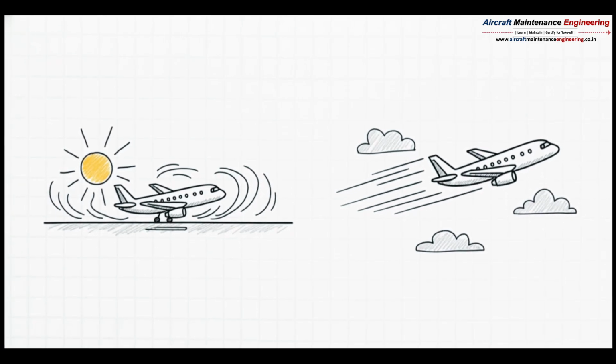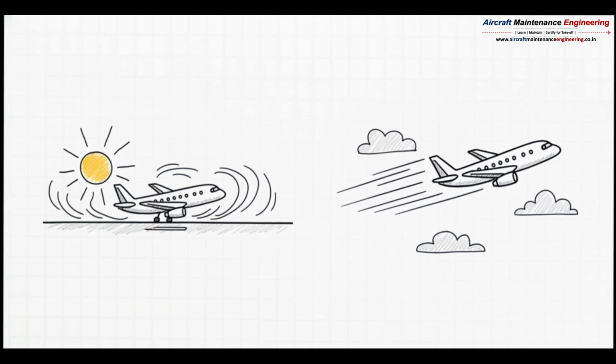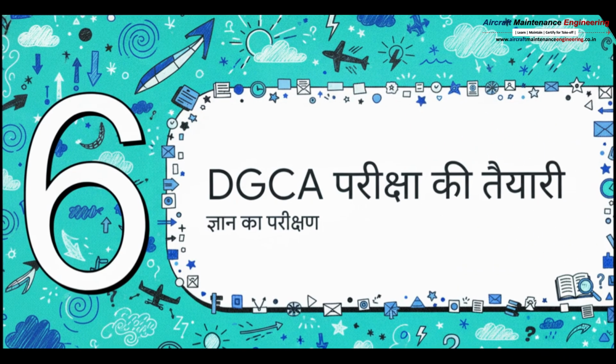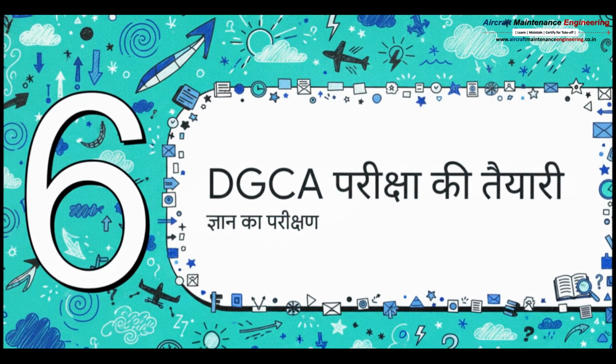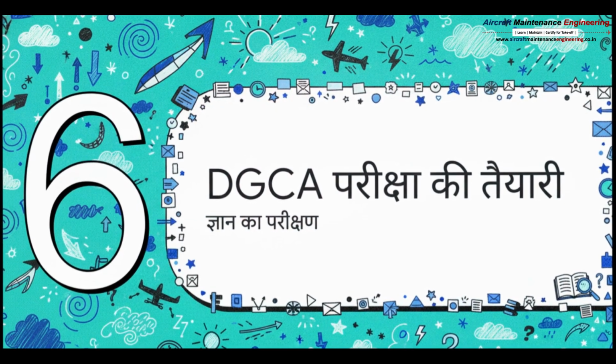Conversely, flying at higher altitudes means lower air density. So the airframe faces less aerodynamic drag, allowing for much faster flight with way less resistance. Section 6. DGCA Exam Preparation. It is time to lock in tight and test the knowledge acquired in this masterclass with some high-stakes exam questions.